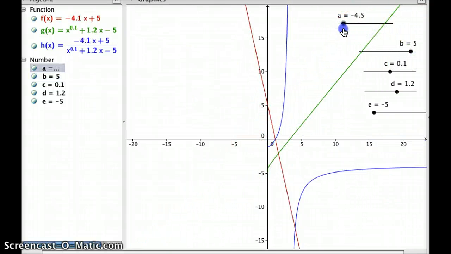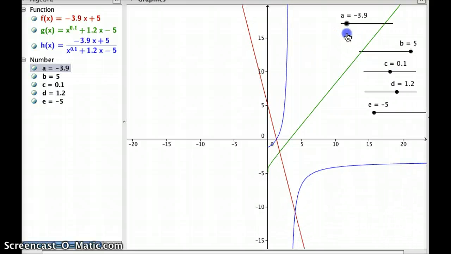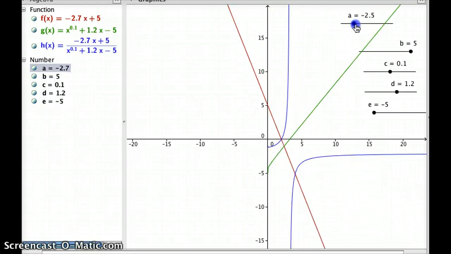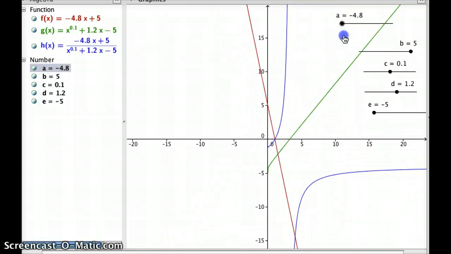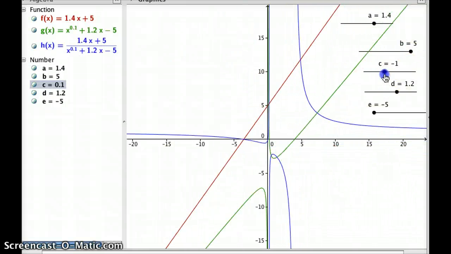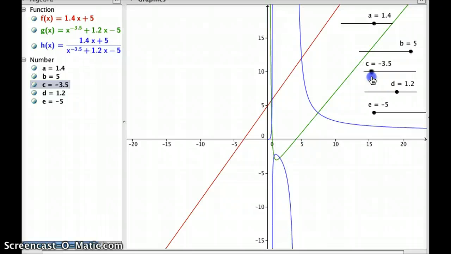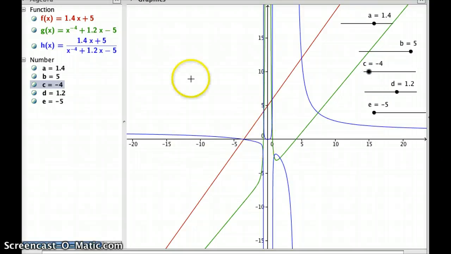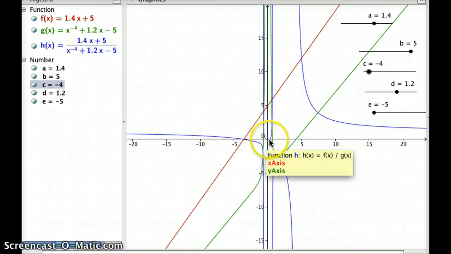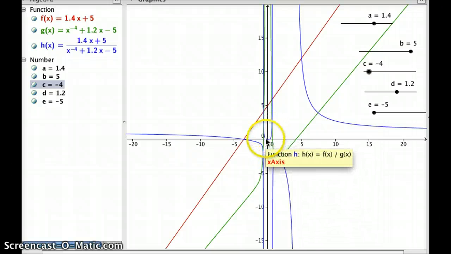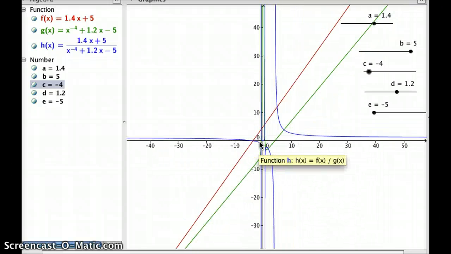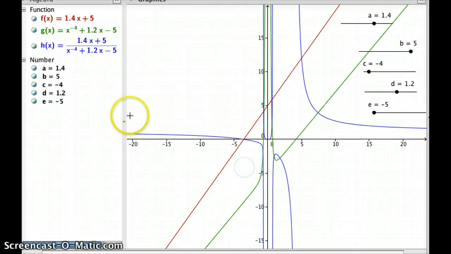What happens if we change the slope? Changes where they are. Now we have lines that are never touching the y-axis but are right here, touching at 0, 0. By dividing the two equations to create h of x, we've created a whole different mess of things.